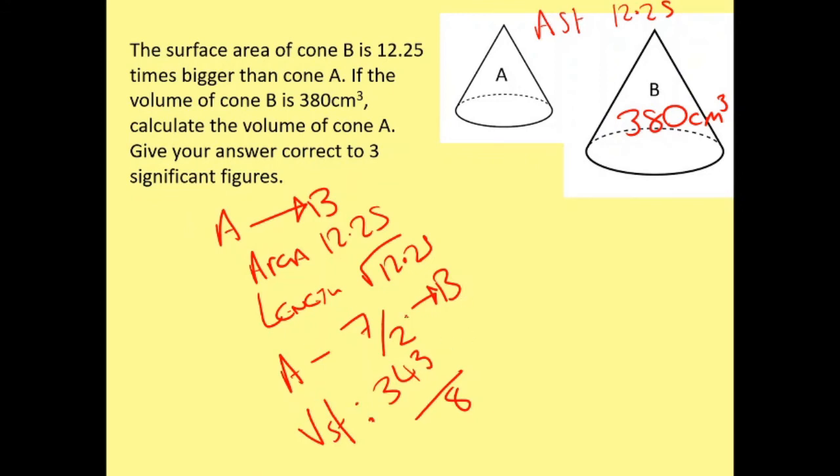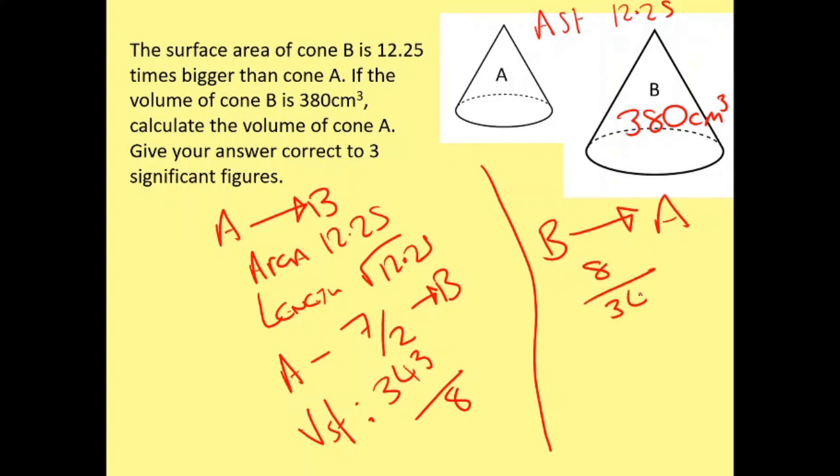But again, it's from A to B. I don't want it from A to B. Actually, I really want it from B to A. Now, you could just do 380 divided by 343/8, but I always like to take a reciprocal because I always like to multiply. So I know that 8/343 is from B to A. So I now need to times this by 380. So 8 divided by 343 times 380 gives me 8.8629. It says to three significant figures, so 1, 2, 3. So it's 8.86, and it's volume, so centimeters cubed.